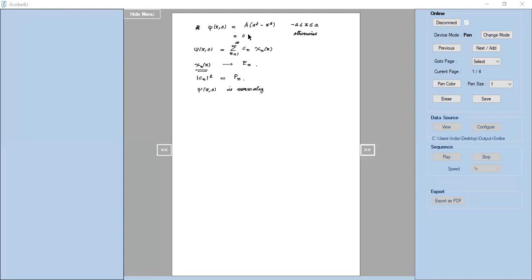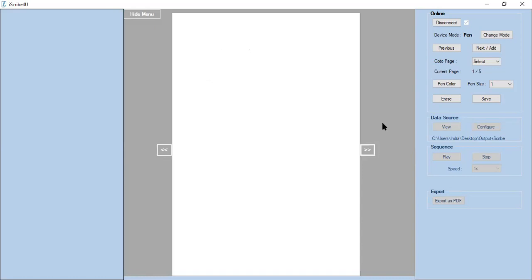Otherwise, what will you have to do if you don't normalize it? You'll have to do mod Cn squared divided by mod A squared, and this will be equal to Pn. All right, so you can do it either way. You can either normalize it, or you can find out the Cn without normalizing the wave function first, and then do mod Cn squared by mod A squared.